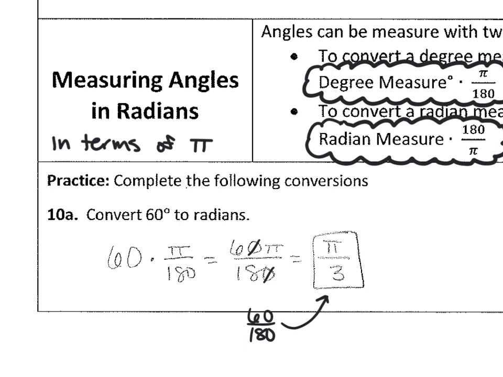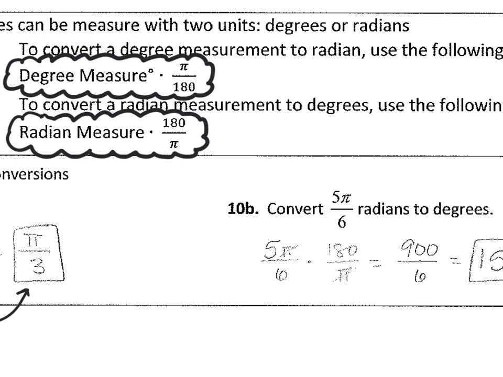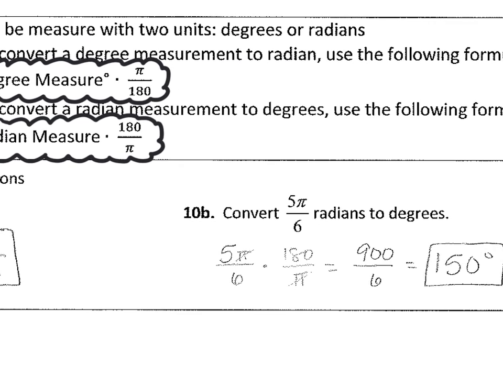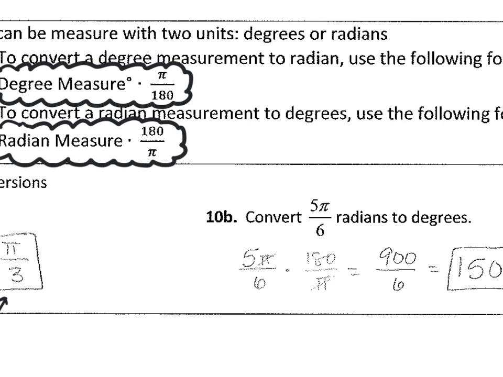To convert the other way, to go from radians to degrees, I'm going to take that radian measure 5 pi over 6. See, the pi is in it. We leave them there in radians. And I'm going to multiply it by this conversion factor of 180 over pi. So here we go. 5 pi over 6 times 180 over pi.